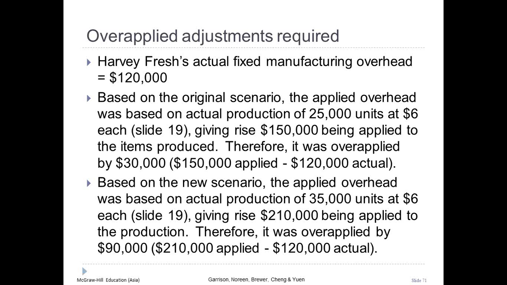The $30,000 over-applied needs to be adjusted to match the actual fixed manufacturing overhead. So based on the new scenario, the applied overhead was based on actual production of 35,000 units, giving rise to $210,000 being applied to the production. Therefore, it was over-applied by $90,000. The $90,000 over-applied needs to be adjusted to match the actual fixed manufacturing overhead.